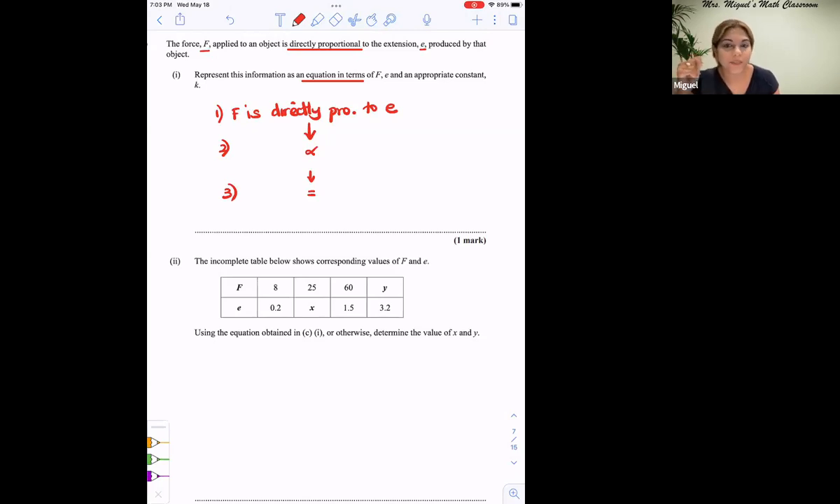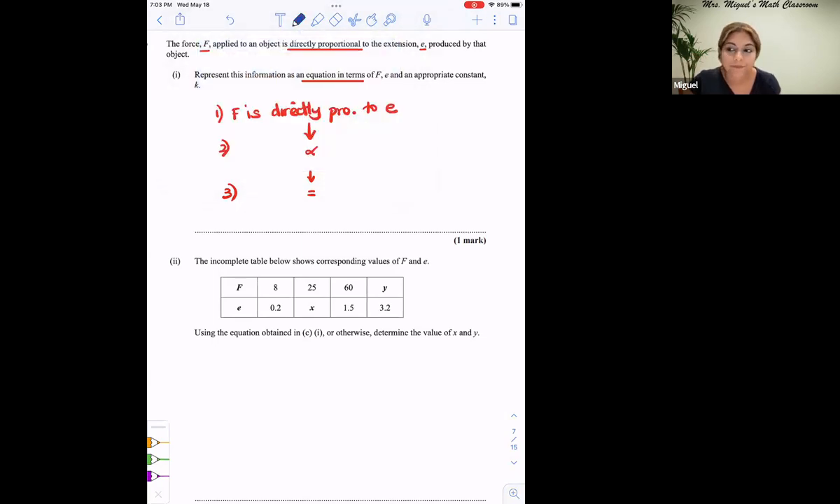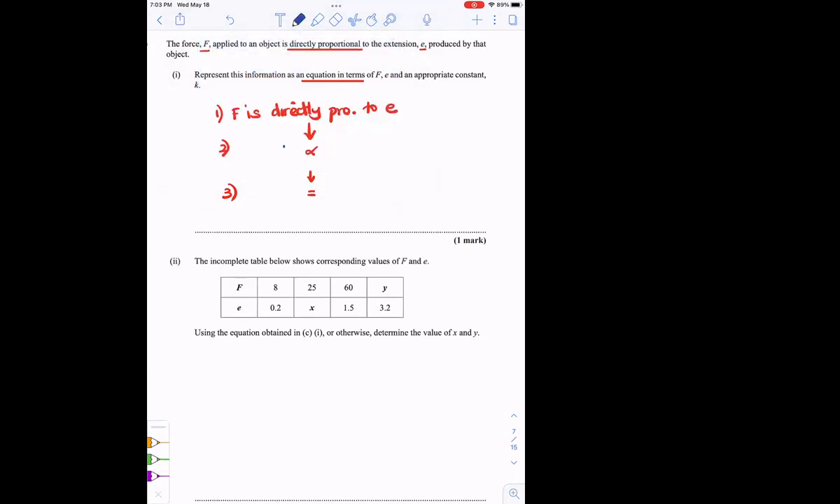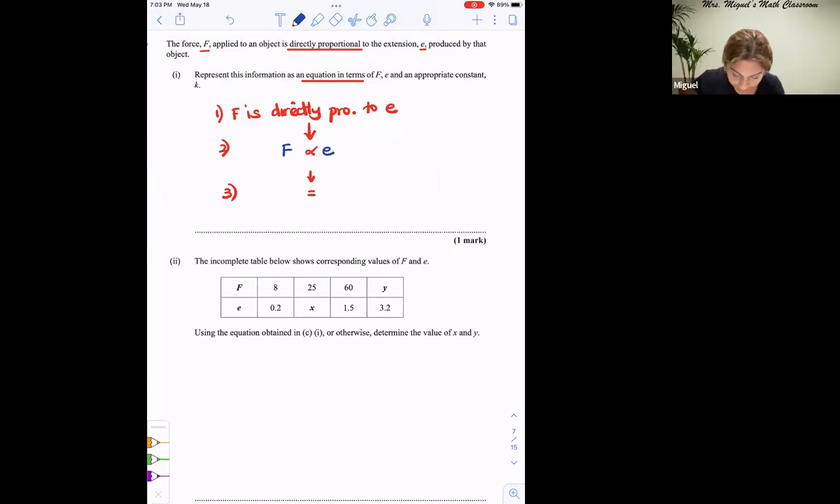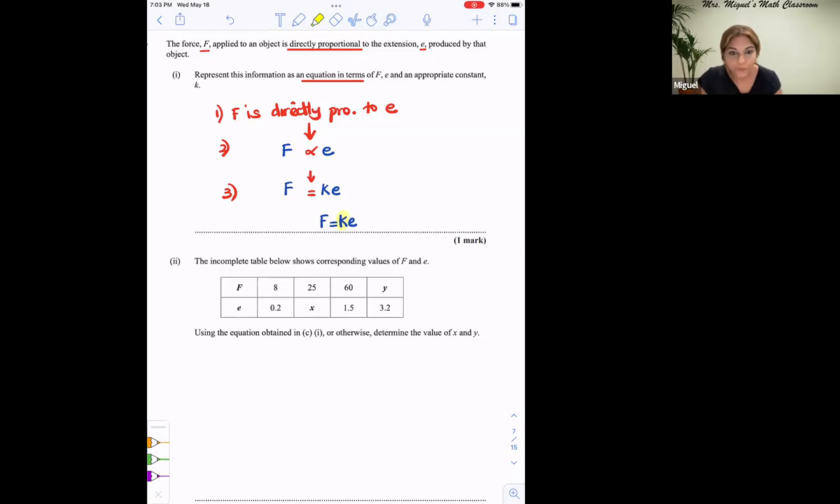Are we ready with the equation or do you all need some more time? Ready, miss. All right. So you have F is directly proportional to E and you have F is equal to k times E for 1 mark. Do you all have that? Yes, miss. No, we don't know this value of k. So that is why we are using the table of values.